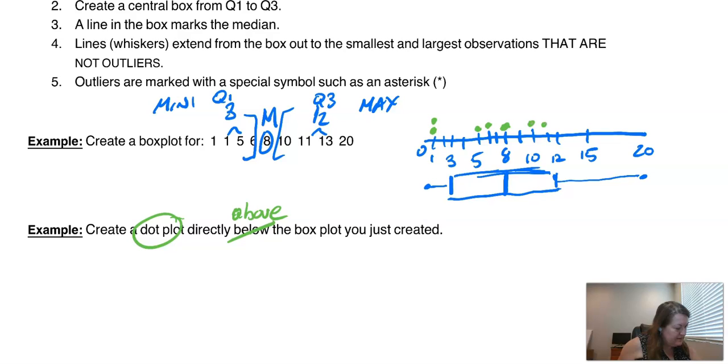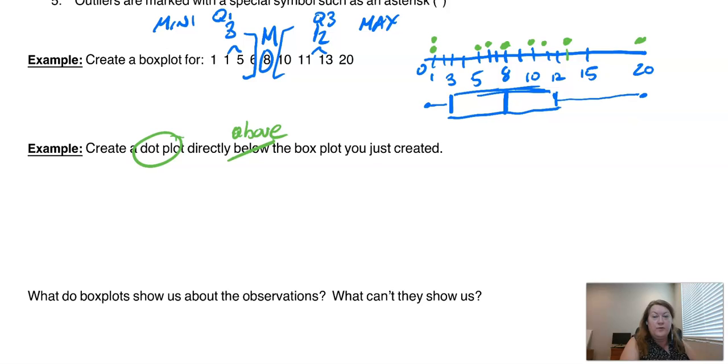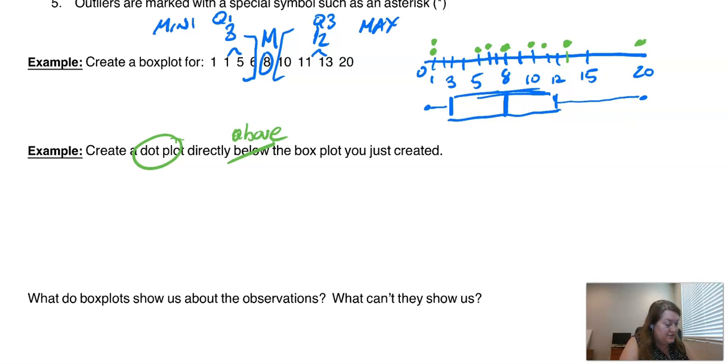10, 11, and 13. And we know that there's a 20. So that's what my dot plot looks like. All right, so what do I do with that? Well, think about this. Again, if we were trying to break all these people up into quartiles, we said the first quartile went to about 3.